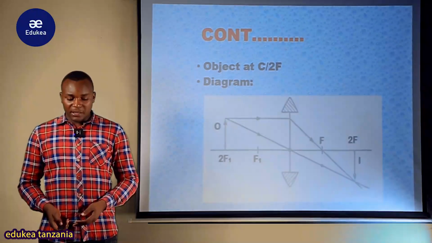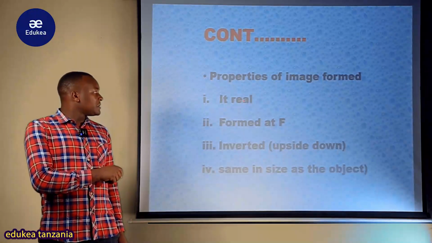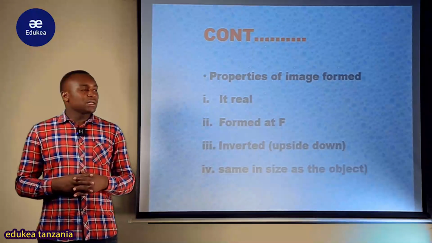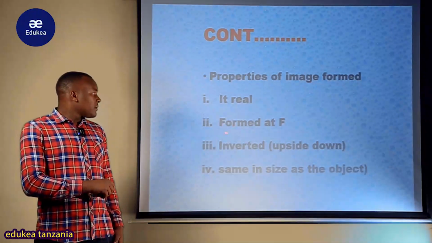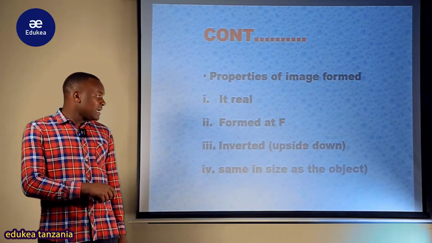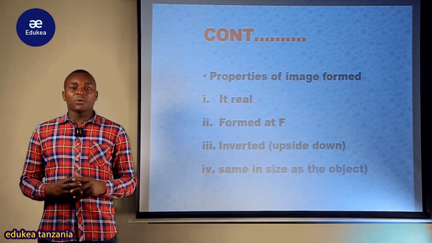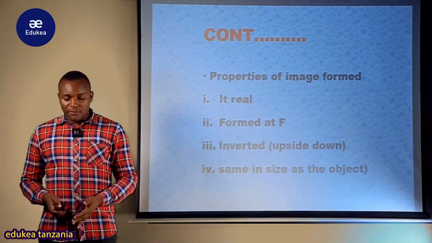So what are the properties? We say that properties of image formed. Property number 1, it is real. Number 2, formed at F. It is inverted, upside down, same size as the object, kwamba inakuwa na same size as object.